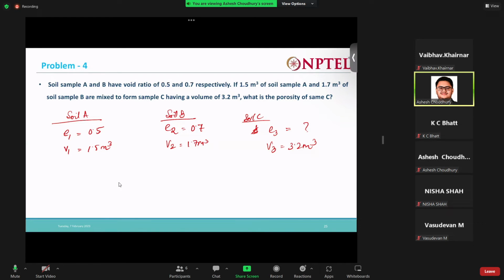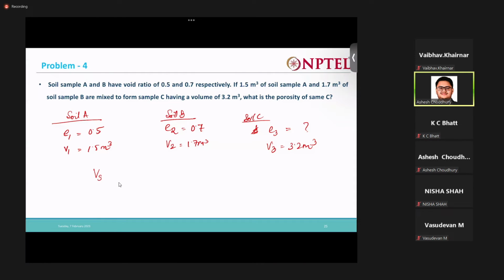For the soil sample A, the volume of soil solids, we are calling it 1. For B, we are calling it 2, and for C, 3. So Vs1 we can write as the total volume of A by 1 plus e1. We can use this relation. We know the volume is 1.5, divided by 1 plus 0.5, which is nothing but 1 meter cube. So we got the volume of soil solids of A. Similarly, the volume of soil solids of soil B can be found: 1.7 by 1 plus 0.7, which is again 1 meter cube.